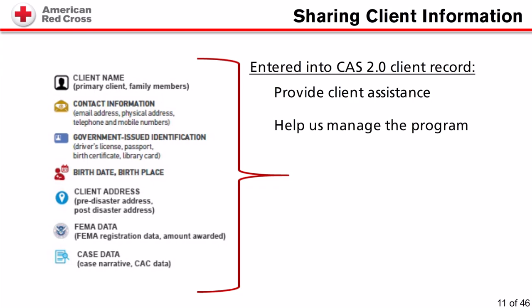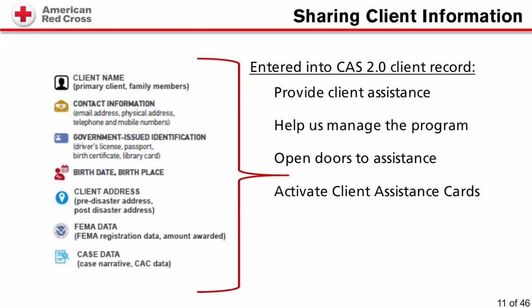We document client information in CAS 2.0 in order to open doors to assistance from Red Cross and from community partner organizations. To assist clients, we enter client information so we can activate client assistance cards and provide referrals to community resource organizations. When the client has consented, you may contact the organization to advocate for the client.